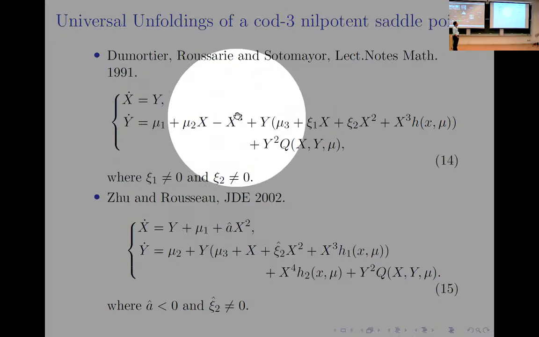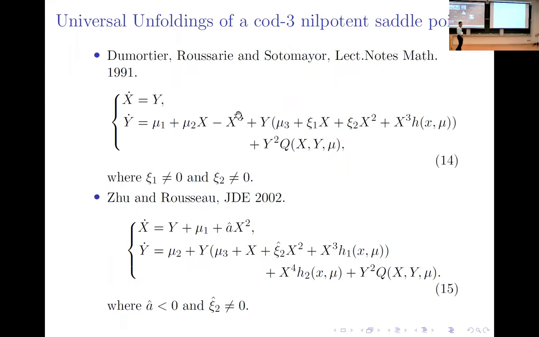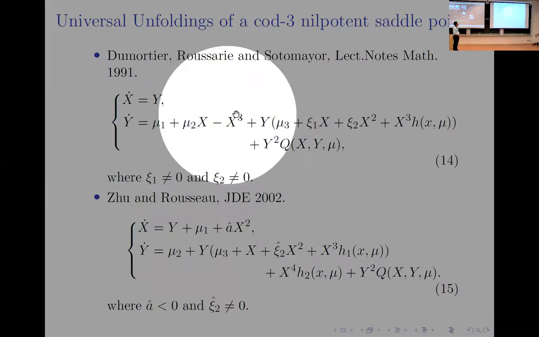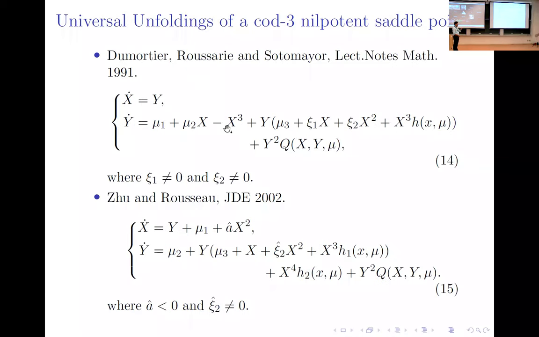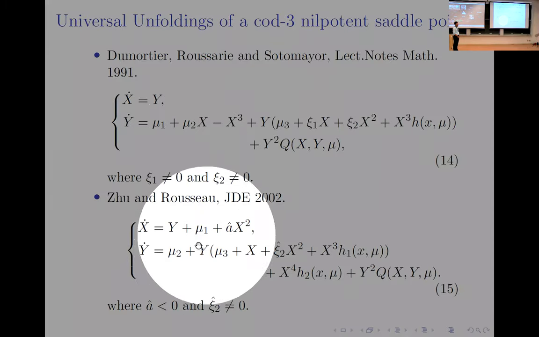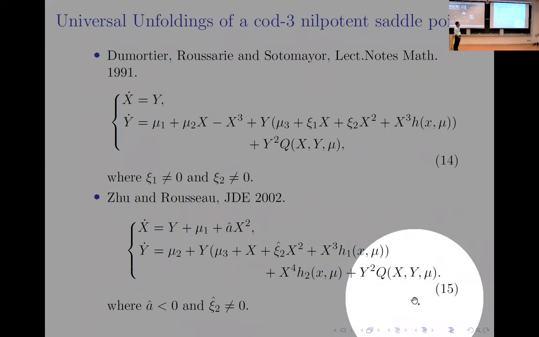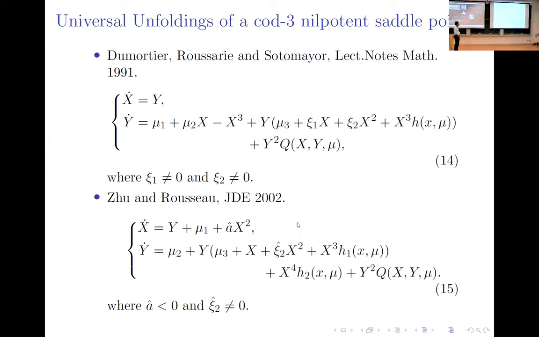Now you see we have the quadratic term here. When Professor Rousseau and Professor Zhu considered the Hilbert 16th problem, they wanted to look at the connections on the Poincaré sphere. But this term is very annoying, because on the Poincaré sphere the system is a cubic polynomial, which is not easy for analysis. So Professor Zhu developed a new unfolding. Systems 14 and 15 are equivalent, but the good thing for system 15 is that on the Poincaré sphere, the system they consider is a quadratic polynomial.